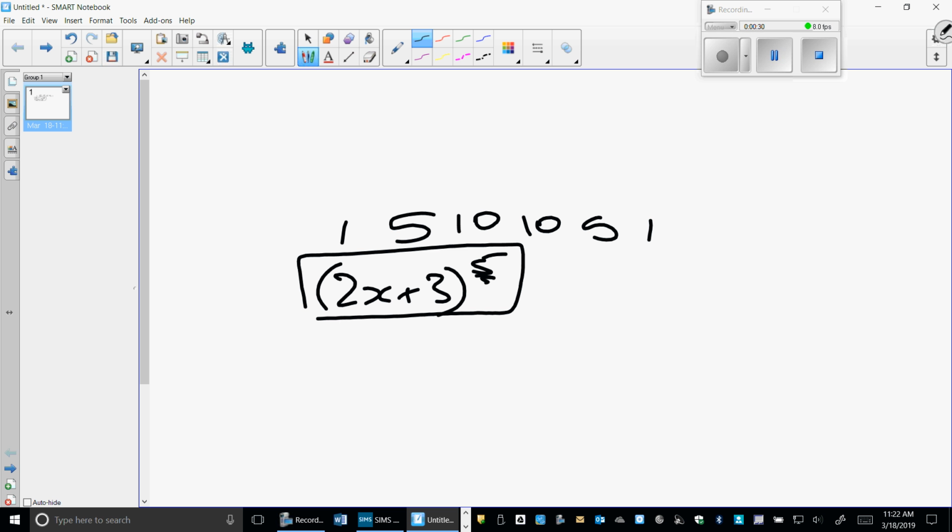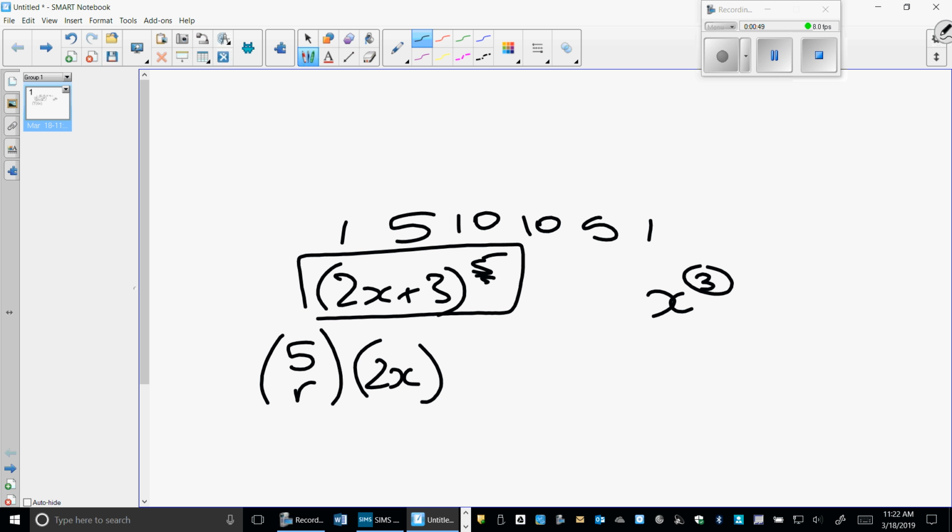So they want to know the value of the x cubed portion. So we write our general formula. It's 5 choose r, and (2x) all to the power 5 minus r. Some of you are still forgetting your brackets. I wish to hunt you down. And then 3 to the power r. Yes, so that's our general formula.